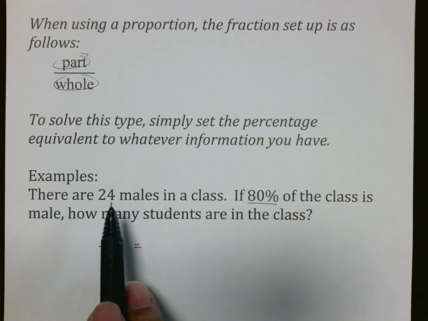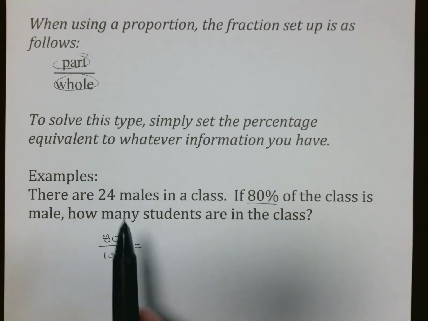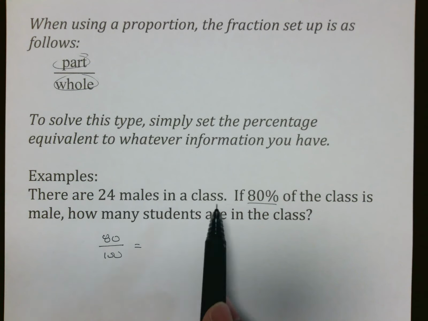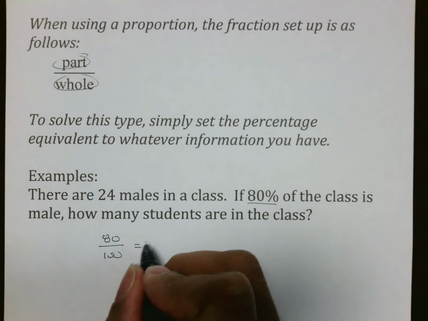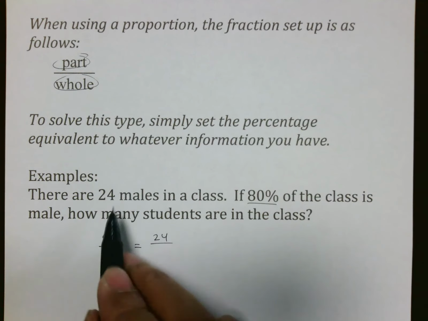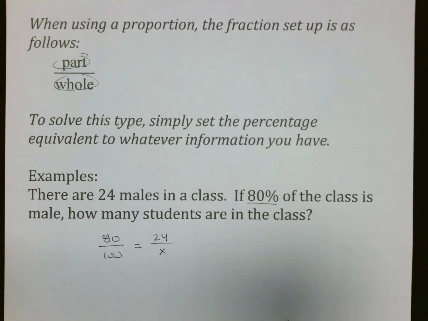24 males in the class, that is not the whole thing. The part of the class is male. The whole class is represented by the word class, which means that 24 is the portion of the class, whereas we don't know how many people are actually in the class.